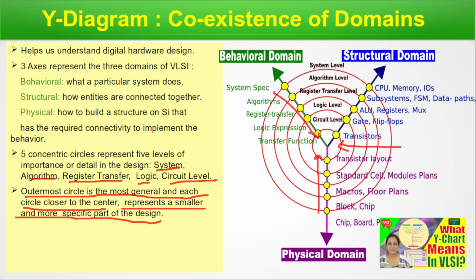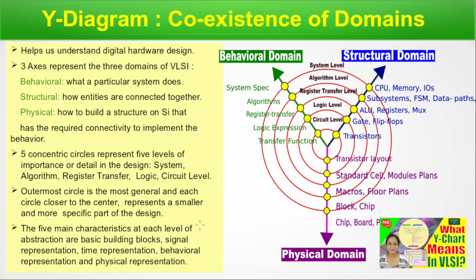And again, this is not the stepping down. So in the V curve, when you rise like this, these two you step down as the V curve, and this one you go up. The 5 main characteristics at each level of the abstraction are basic building blocks, signal representation, time representation, behavioral representation, and physical representation.